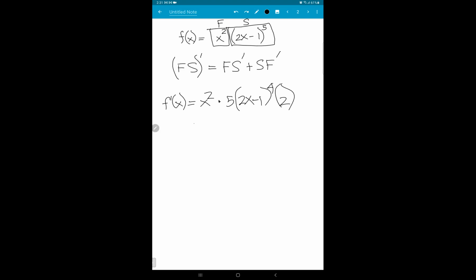Plus, the second function, this one here, times the derivative of the first, which is x squared. The derivative of x squared is, anyone? What's the derivative of x squared? 2x. Thank you.